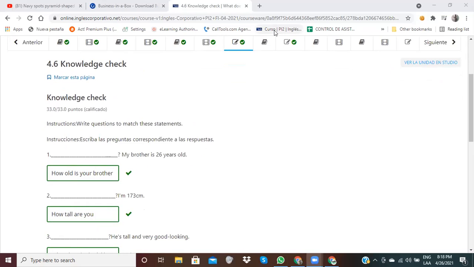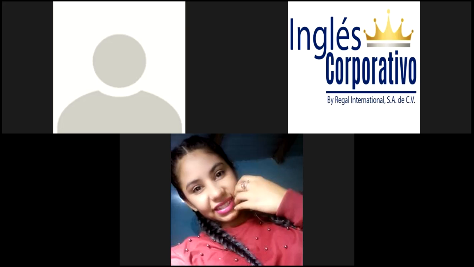Sería estar viéndolo. ¿Tiene más? Es una conversación. Y la 3 sería what does he look like? La 4 habla del cabello. Sería how long is your sister's hair?